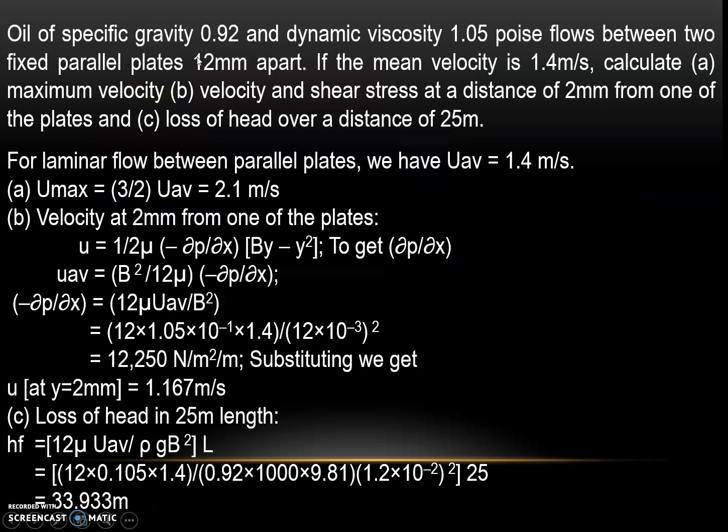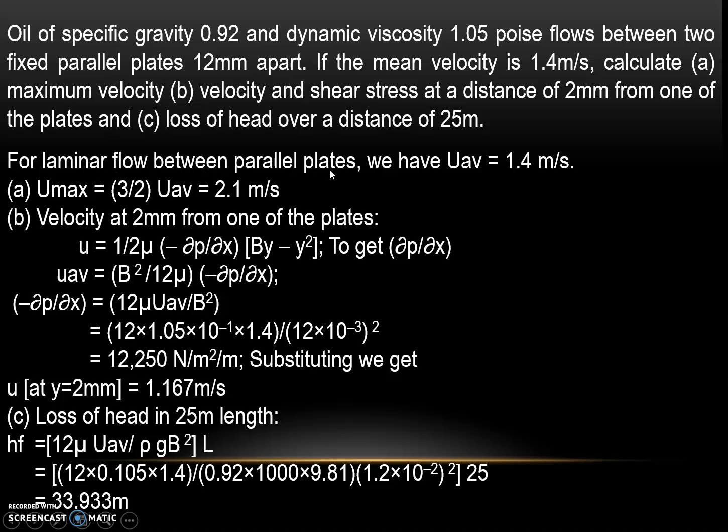Now we'll solve a problem. Oil of specific gravity 0.92 and dynamic viscosity 1.05 poise flows between two fixed parallel plates 12 mm apart. If the mean velocity is 1.4 meter per second, calculate maximum velocity. Second, velocity and shear stress at a distance of 2 mm from one of the plates, and loss of head over a distance of 25 meter.